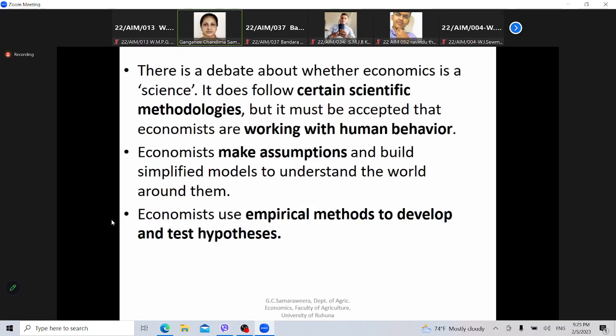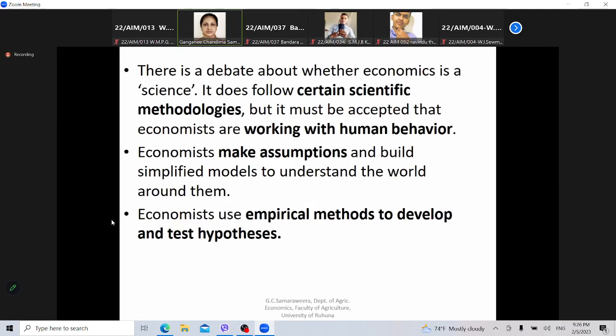So normally, there is a debate as well about whether economics is a science, because it allows certain scientific methodologies, but human behavior is changing from time to time. So economists should understand these phenomena, the scientific methodologies, as well as how to work with human behavior that is changing every time, as normative economists say.